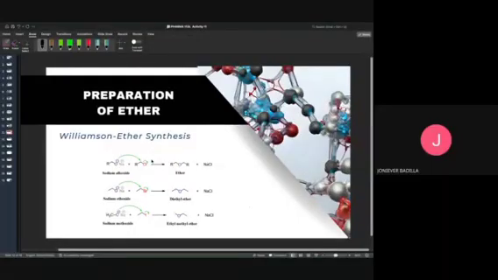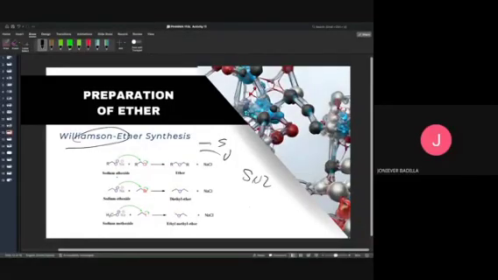Let's try to consider now the principle behind the Williamson ether synthesis. This is described as the most versatile method in preparing both symmetrical and unsymmetrical ethers. The principle relies on a nucleophilic substitution reaction, specifically an SN2 reaction.